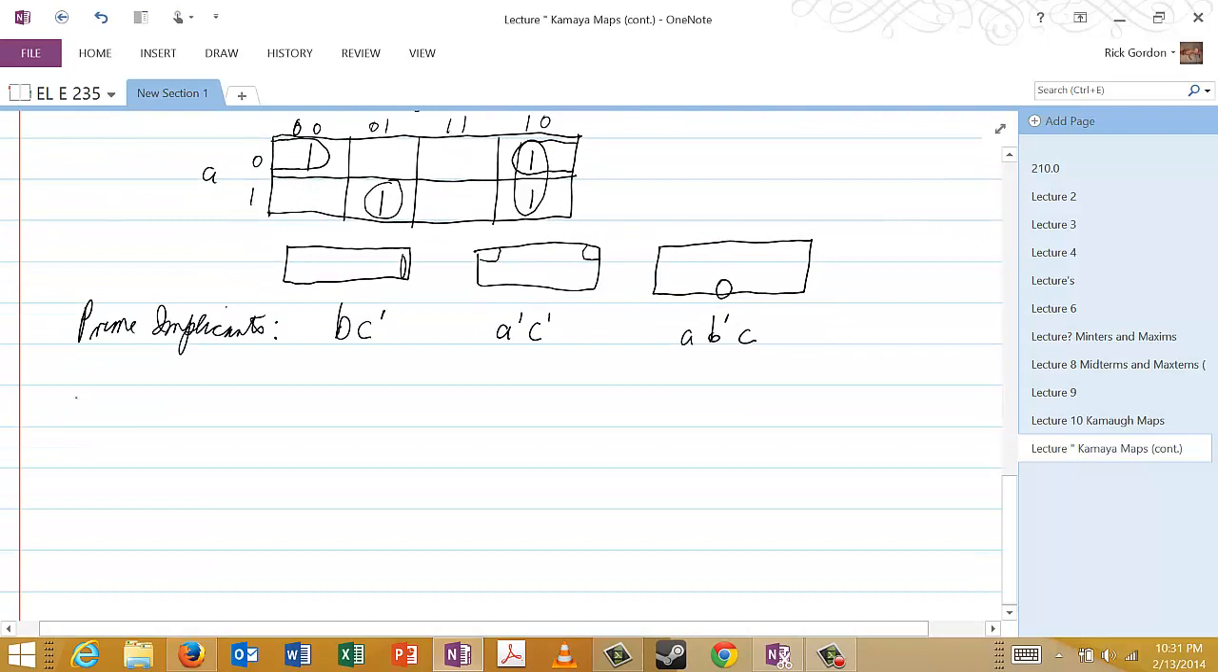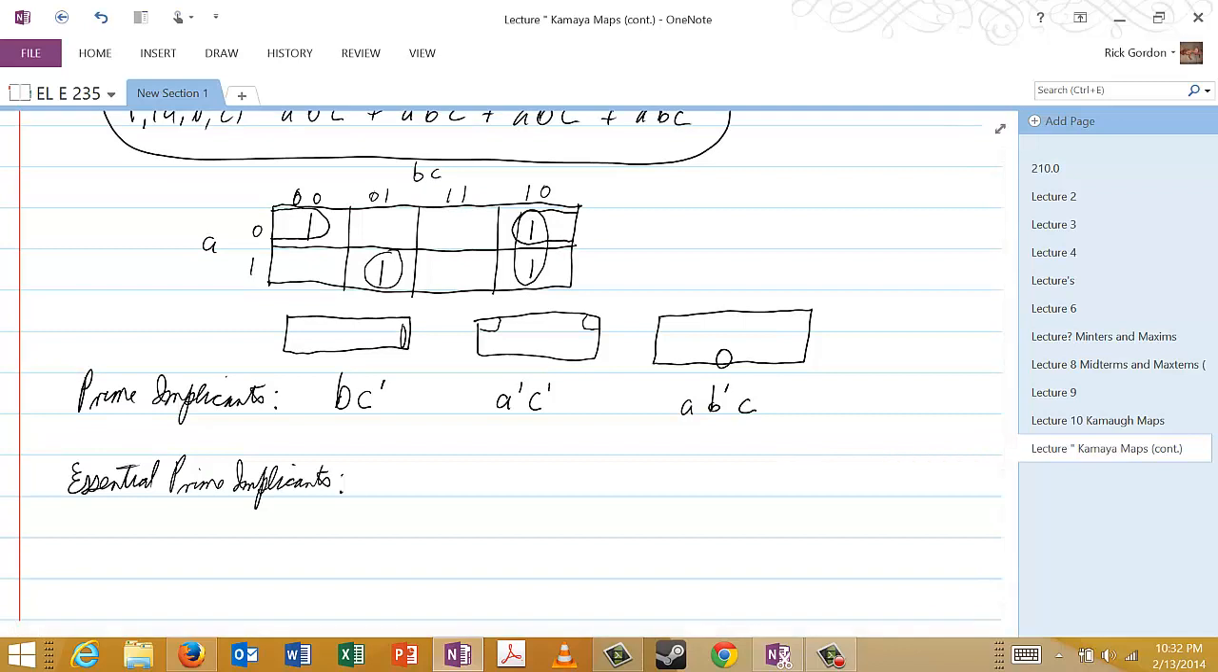Now we need to figure out which of these prime implicants are essential prime implicants. Remember, an essential prime implicant is one that contains an essential one cell. And what is an essential one cell? It is a one cell that is contained within only one prime implicant. So let's go back up to the Karnaugh map, and we'll put an asterisk in every essential one cell that we observe.